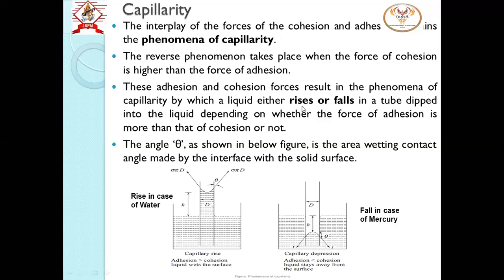So capillarity is nothing but the rise or fall, measured as either rise or fall. There is a fall in case of mercury. With respect to the level in the container, the beaker, the level in the glass tube will fall. So this difference is H, that is capillarity. This capillarity is again because of cohesion and adhesion.